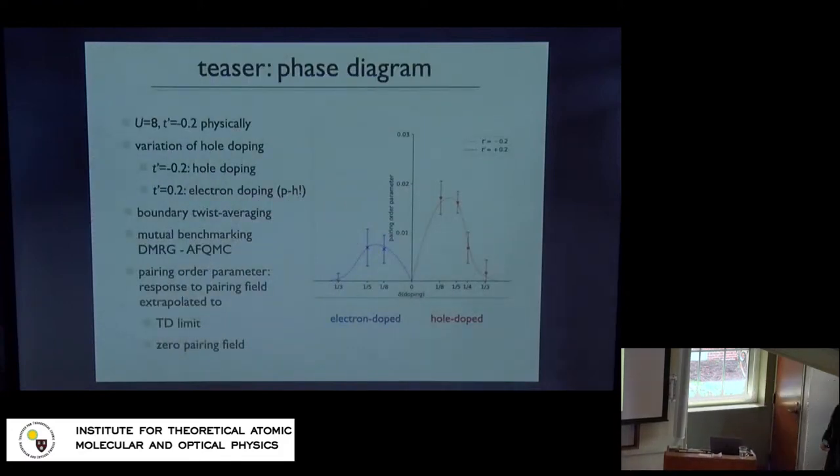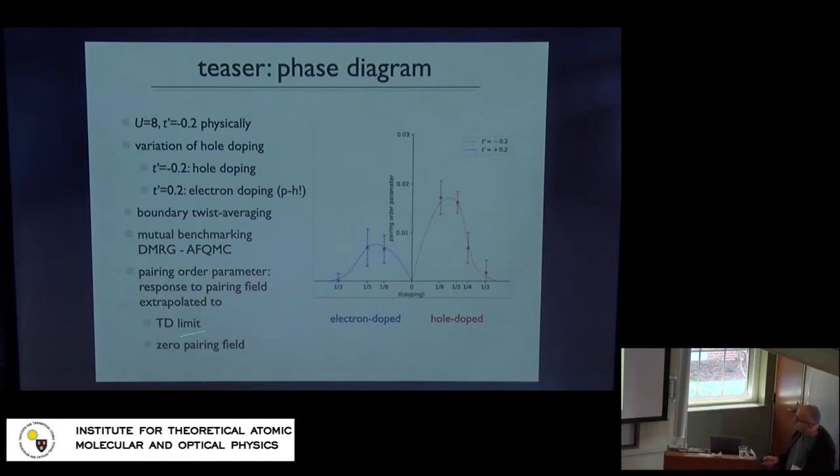And as a teaser, what we did is we looked at U equals 8, t' equals minus 0.20. Then we did this usual thing that by switching the sign of the t', we went from hole doping to electron doping. And then what we also had to do, which came as a surprise to us and which has complicated our work drastically, was the enormous importance of boundary conditions. So we looked at a wide range of boundary conditions, not just PBC or APBC, but we really went through the phases and averaged and did this mutual benchmarking as before.